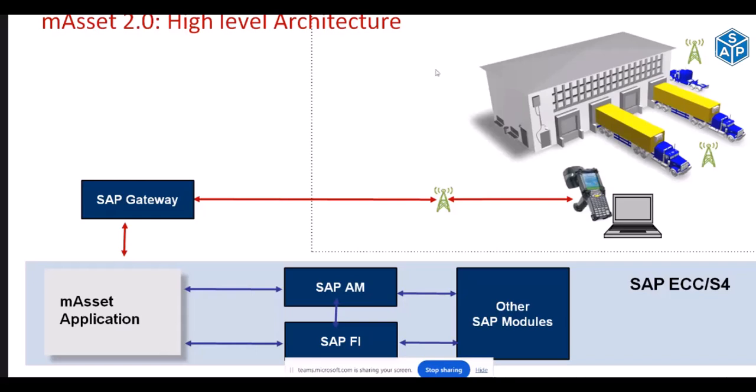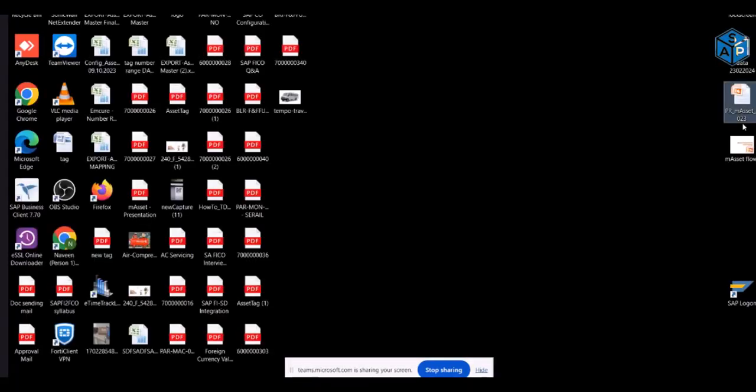Okay, so this is our MSA application. It is supported on ECC and S/4HANA, and it is linked with other SAP modules like Asset Management FI. Other modules like MM, Material Management, DMS, PP are also integrated with our product. So I'll just quickly start the demo part. Okay.